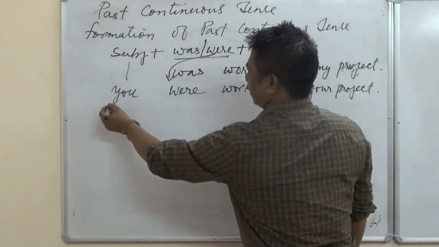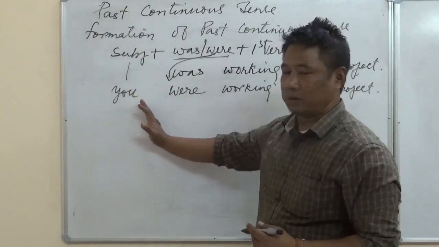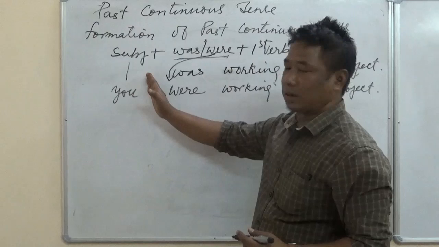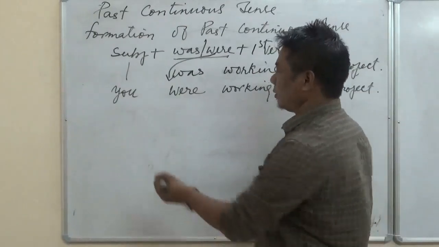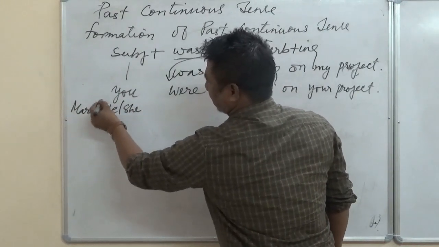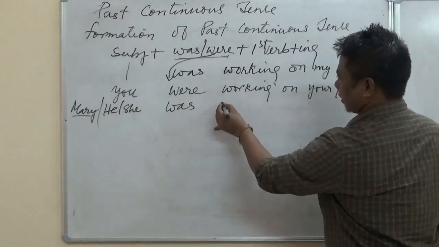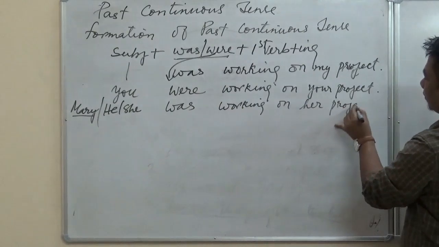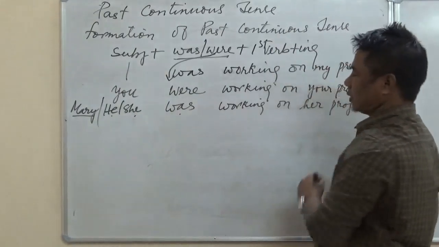And if the subject keeps on changing, we need to see what the subject is. Is it singular? Is it a plural subject? I takes was, and you, second person, takes were. He, she, or Mary: Mary was working on her project. He was working on his project. She was working on her project.